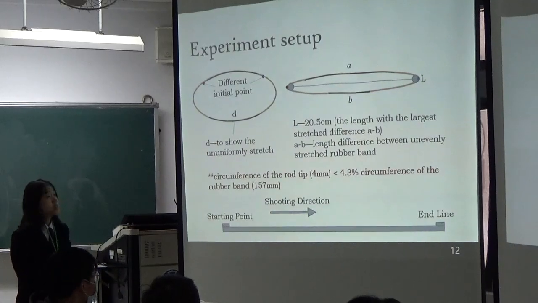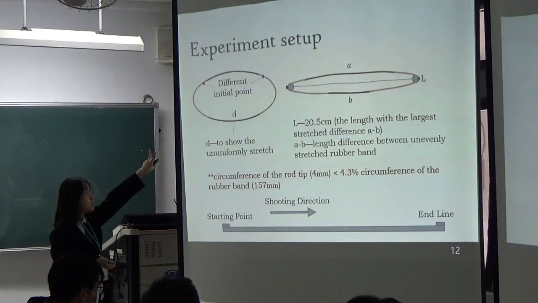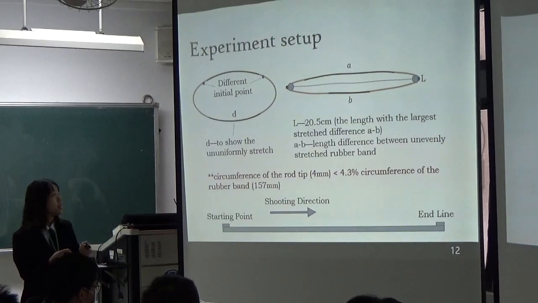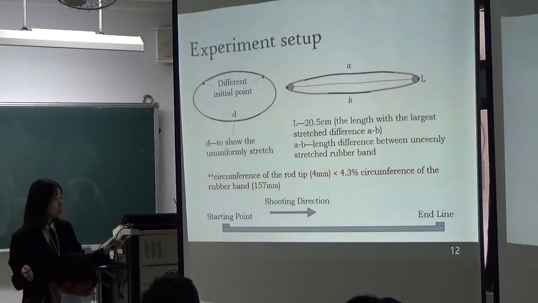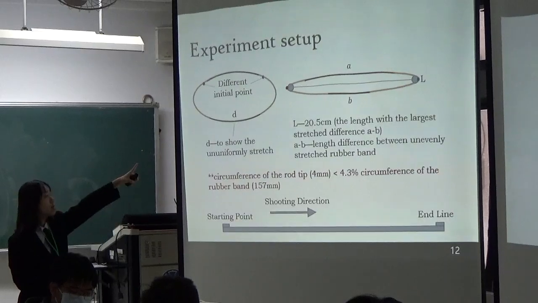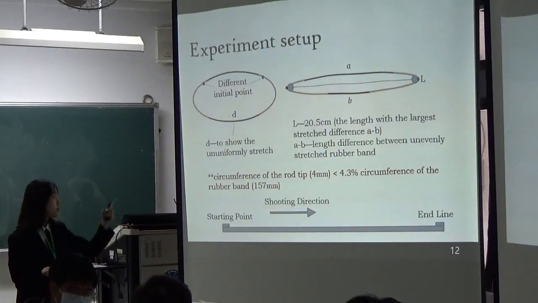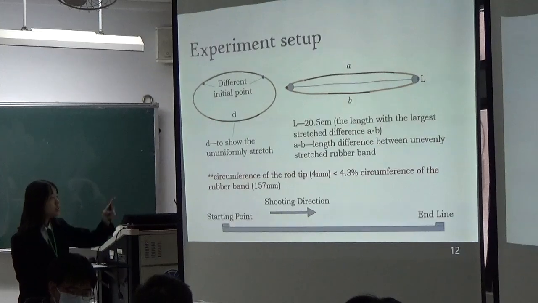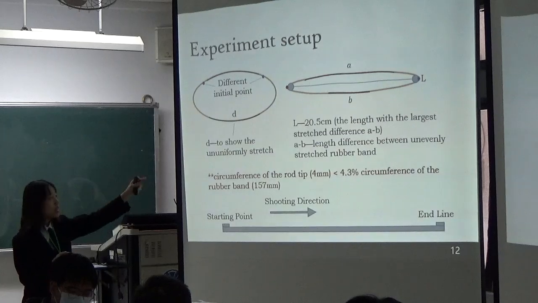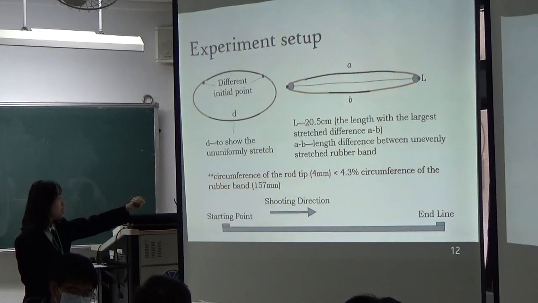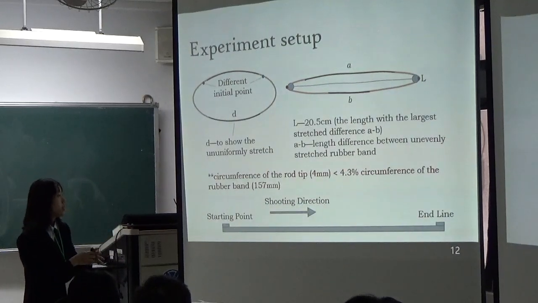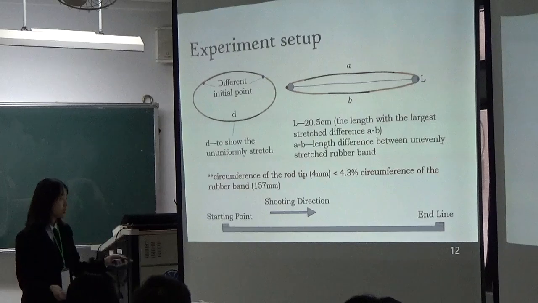This is my experiment setup. I set up different initial points to make the initial length of both sides of the rubber band different, and then I pull it to 20.5 cm, so we can see that the A side is stretched more than the B side. I consider both sides stretched to 20.5 cm because the circumference of the rod tip is really small compared to the circumference of the rubber band, so I just ignore it.